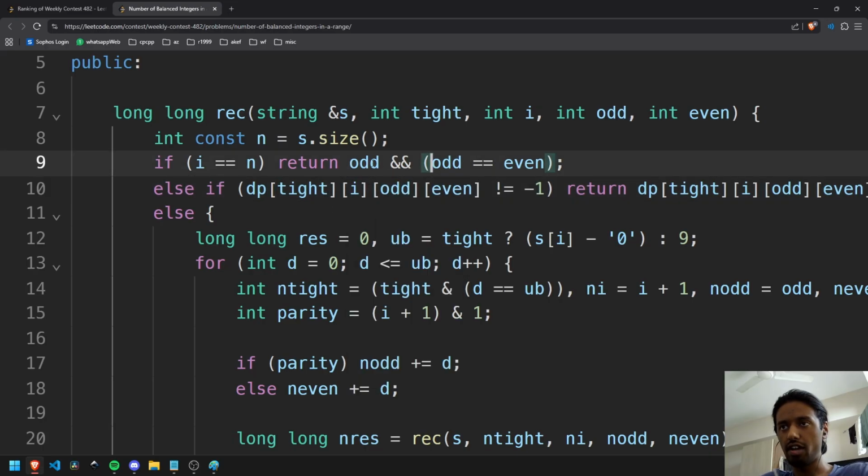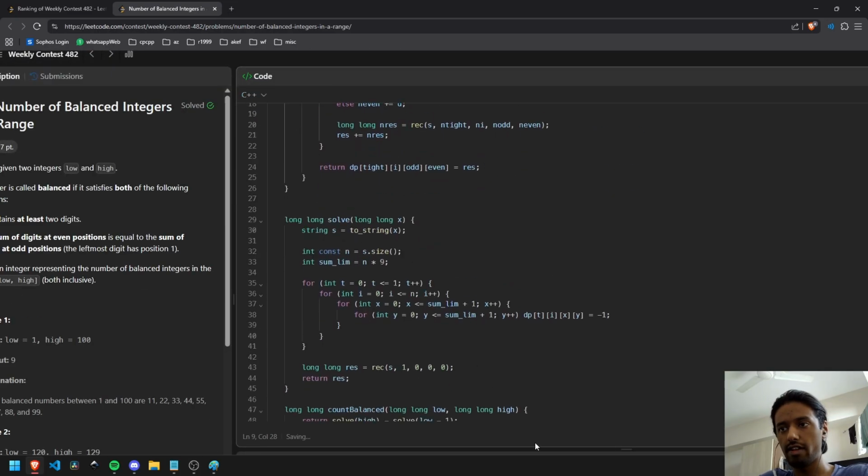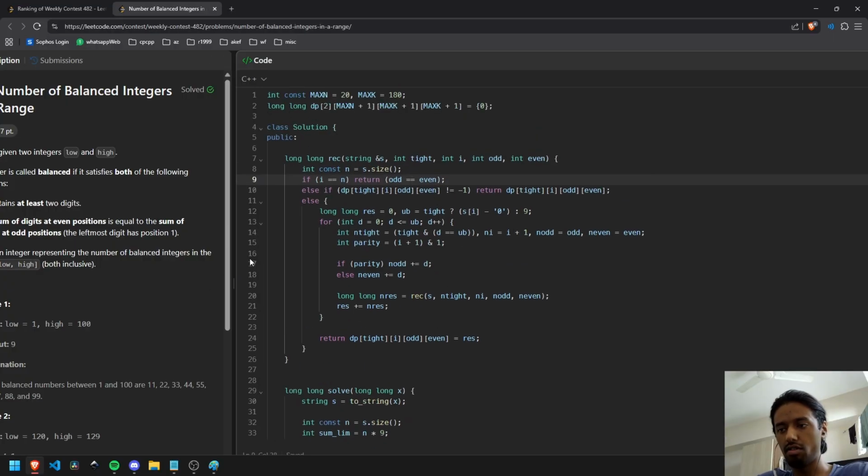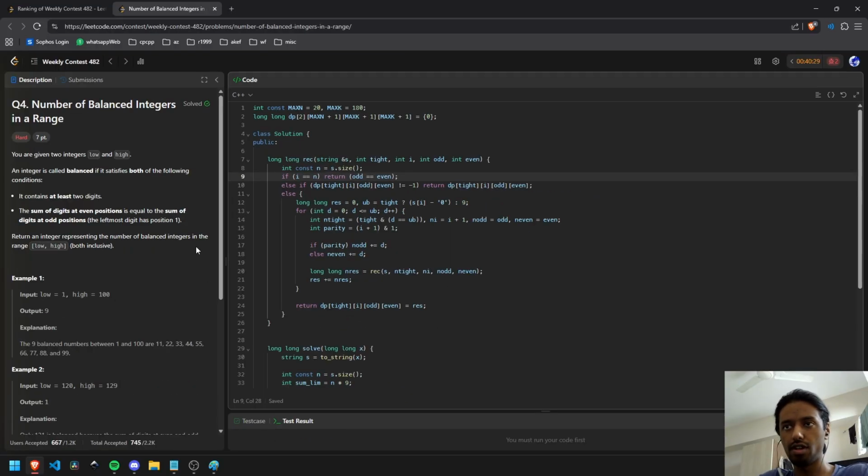I don't think this is required as well, because even if we overcounted, since we are overcounting and subtracting on both the sides, because of this subtraction, the overcounted region will also get fixed. If I submit, this should work as well.